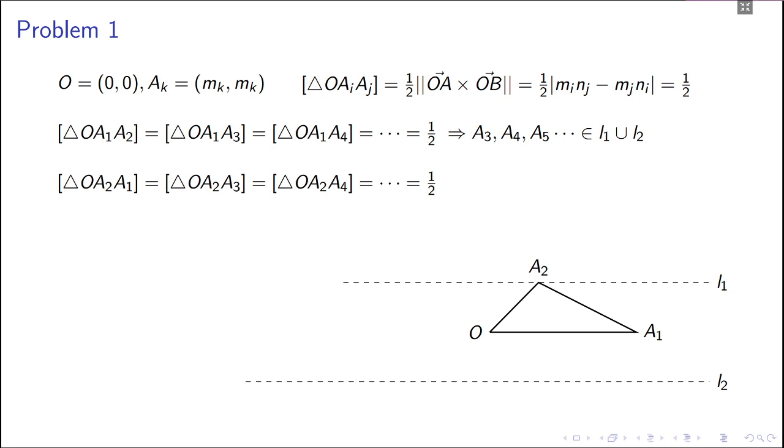So where can all these three vertices lie? OA2 is the common base, so they have to lie at the same distance as A1. So it basically has to lie on this line or on this line, which is on the other side at the same distance. So A3, A4, A5 should also lie on L3, the union of these two. Right? So where can they lie? They can only lie on these 4 points, the intersections of these two lines and these two lines.